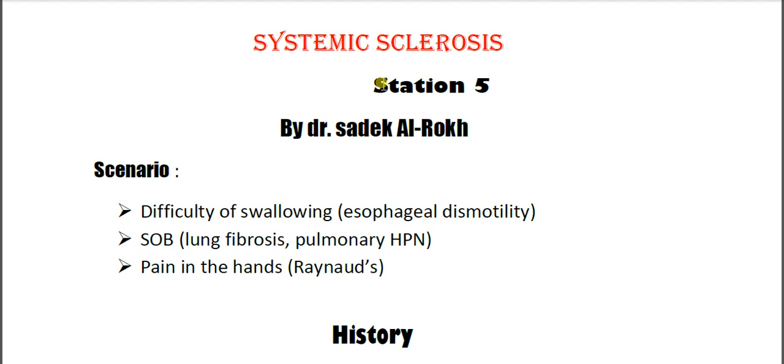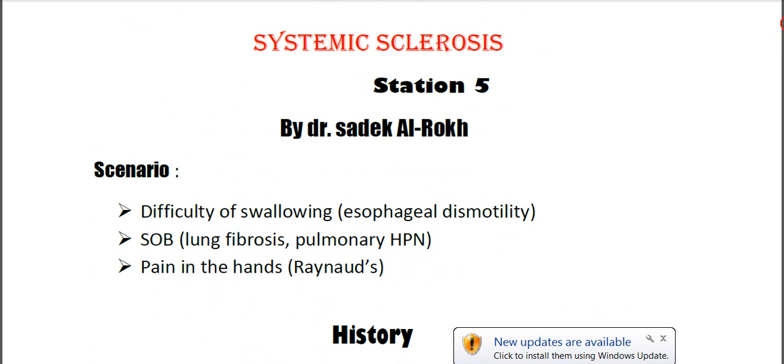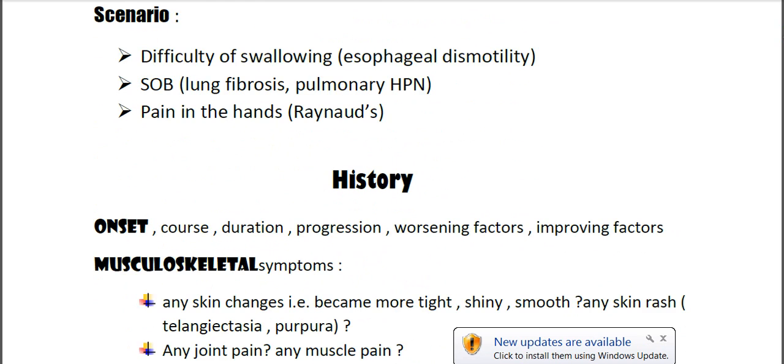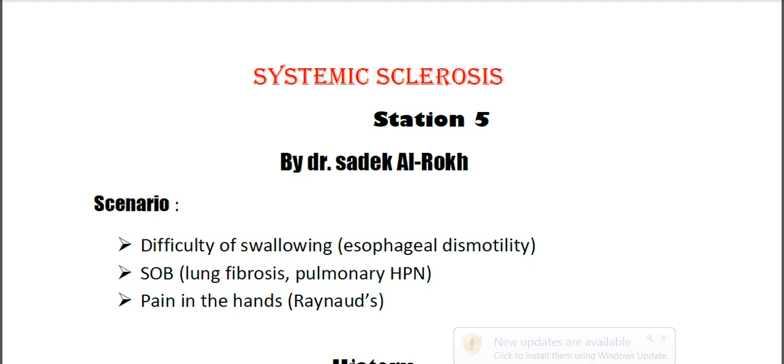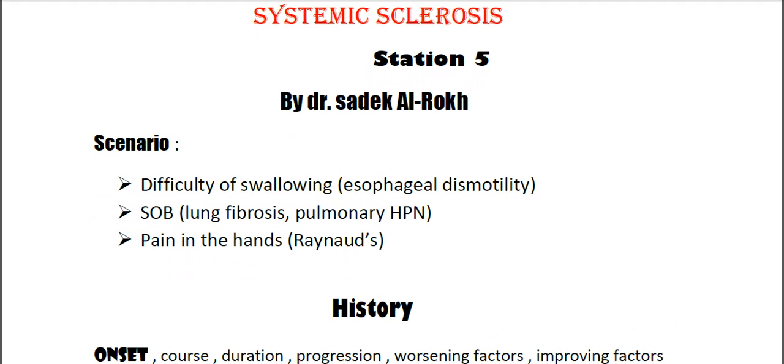This is all what questions may be asked in this case. Systemic sclerosis is a very common and frequent case in the exam. It most commonly comes in the scenario of difficulty with swallowing, or maybe pain in both hands because of Raynaud's, or maybe shortness of breath because of lung fibrosis and pulmonary hypertension and restrictive cardiomyopathy.